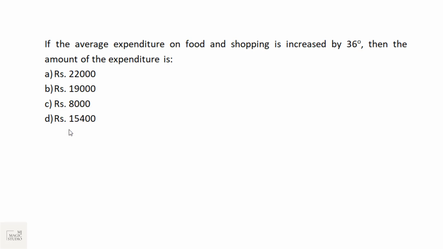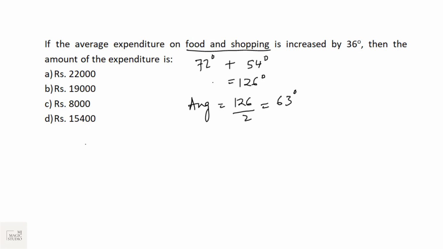Okay, on to the second question from that pie chart, data interpretation expected in advanced quantitative aptitude round 2. If the average expenditure on food and shopping, food angle was 72 degrees and shopping 54 degrees, that means total is 126 degrees. Average of this is 126 by 2, that is 63. So as far as expenditure in degrees is concerned, average expenditure on food and shopping is 63 degrees, is increased by 36 degrees. If I increase this by 36 degrees, this will become 99 degrees.